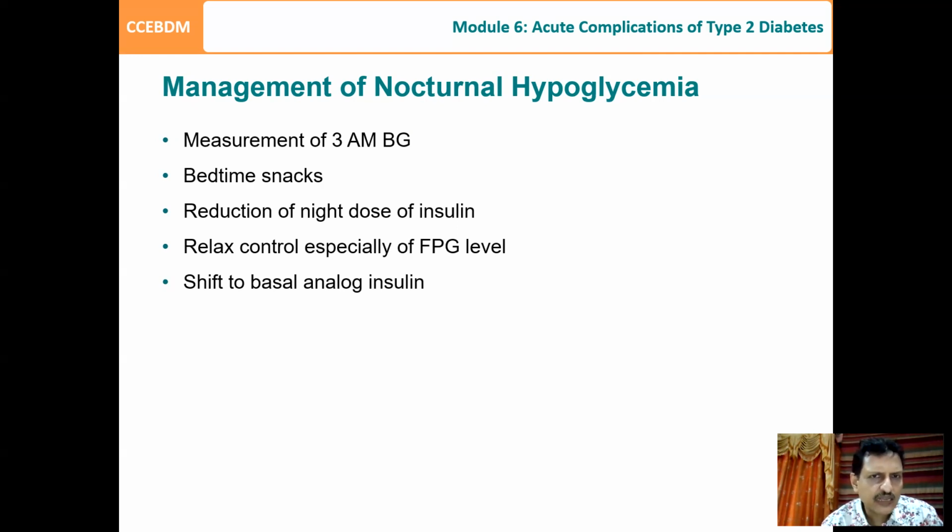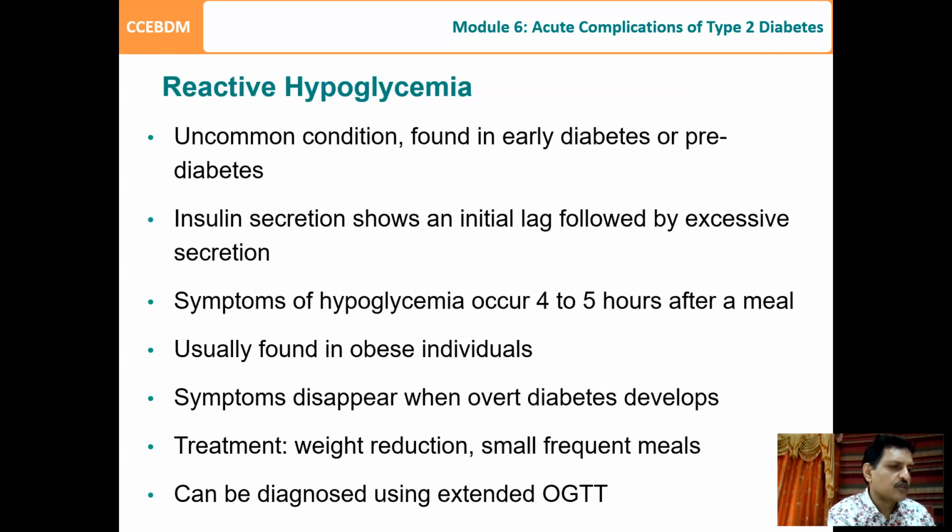You can add a bedtime snack if the patient is taking an early dinner. We have to reduce the night dose of long-acting insulin, and we have to relax the control of fasting plasma glucose. It is always better to shift the patient to basal analog insulin from NPH if the patient is receiving NPH. NPH is mostly associated with this important issue of nocturnal hypoglycemia, and if we shift the patient from NPH to analog basal insulin, then the possibility of nocturnal hypoglycemia will go down. So this is the way we treat nocturnal hypoglycemia.